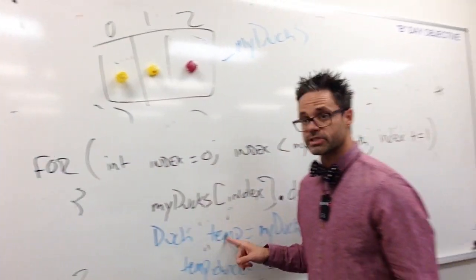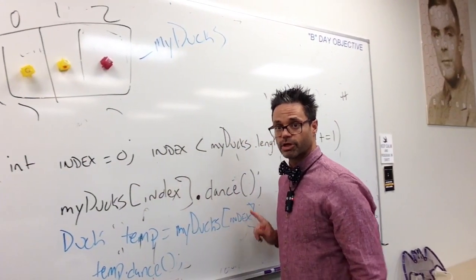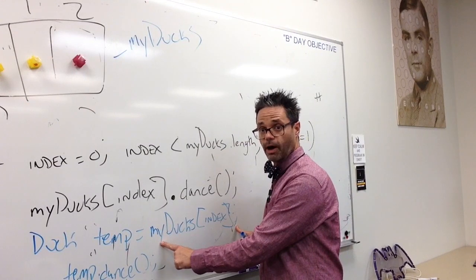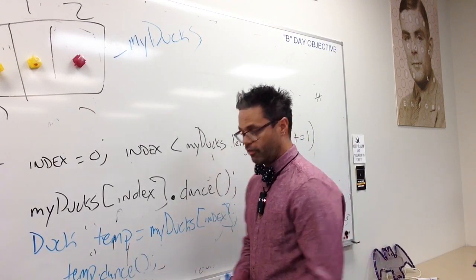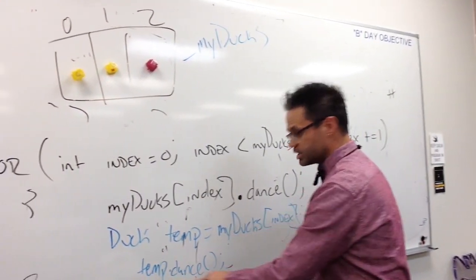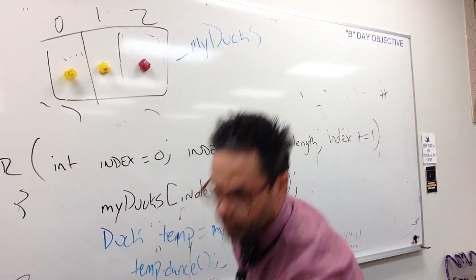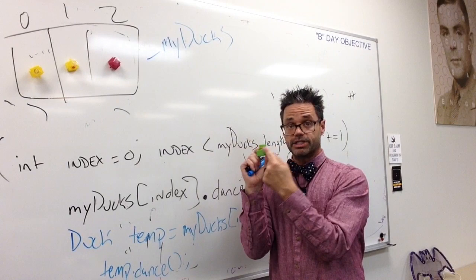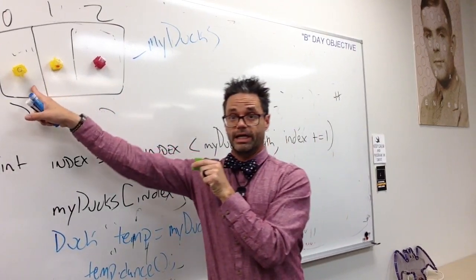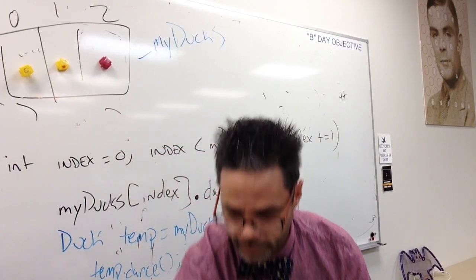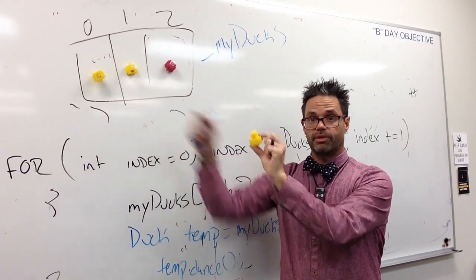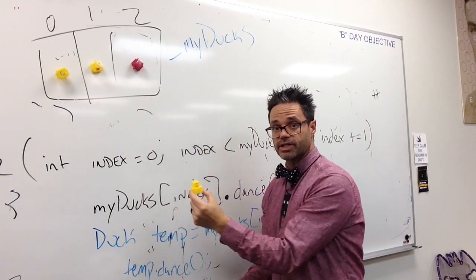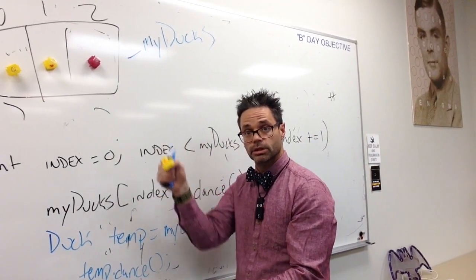equal to my duck's subindex. So I'm going to extract the duck that's stored at this spot, I'm going to grab that duck, and I'm going to store it into the temp variable. And then I'm going to tell that temporary duck to dance. So in the case of this duck right here, I get 0. I get my duck that was at spot 0. So this duck right here is duck 0. I'm going to grab this. This is now temp. I'm going to tell that duck to dance.